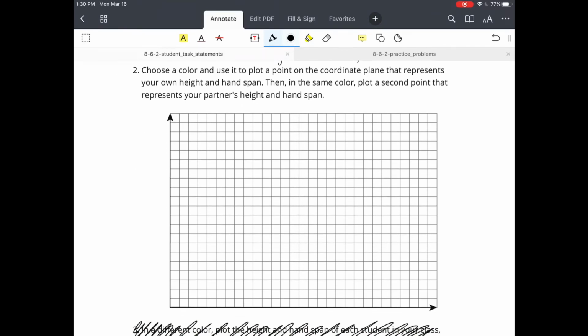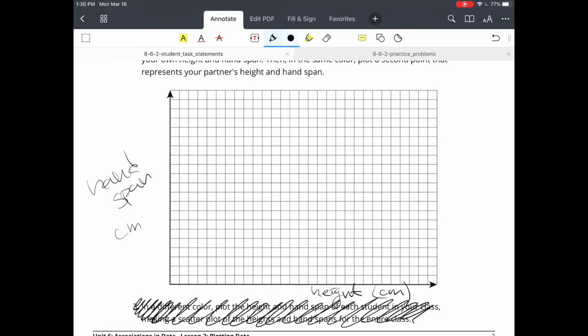Choose a color and use it to plot a point on the coordinate plane that represents your own height and hand span. So once again, we're going to have height here in centimeters and the hand span in centimeters. So the height, I went up to 170, so I would make each of these 10, 20, 30, 40, 50, 60, 70, 80, 90, 100, 110, 120, 130, 140, 150, 160, 170, and then 180 right here, okay?